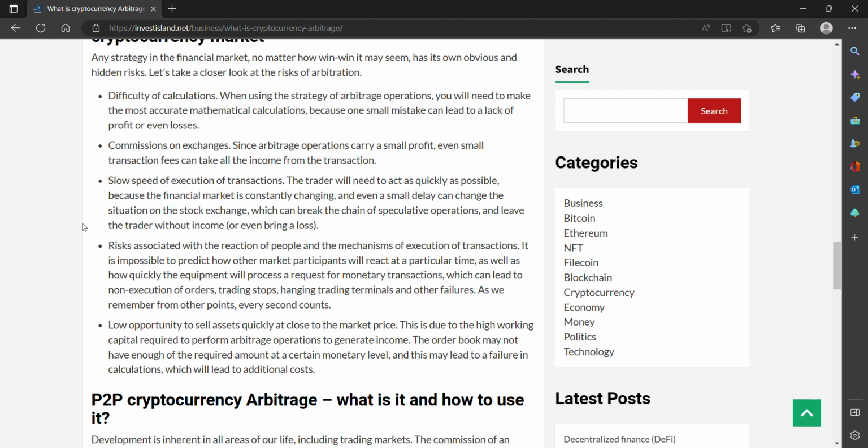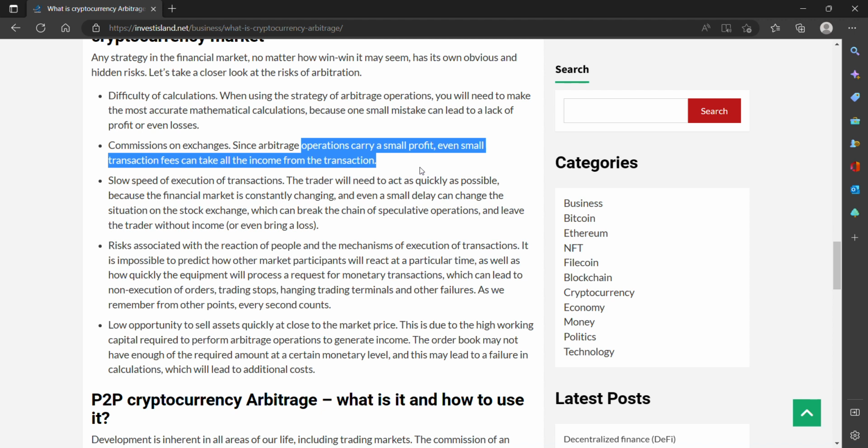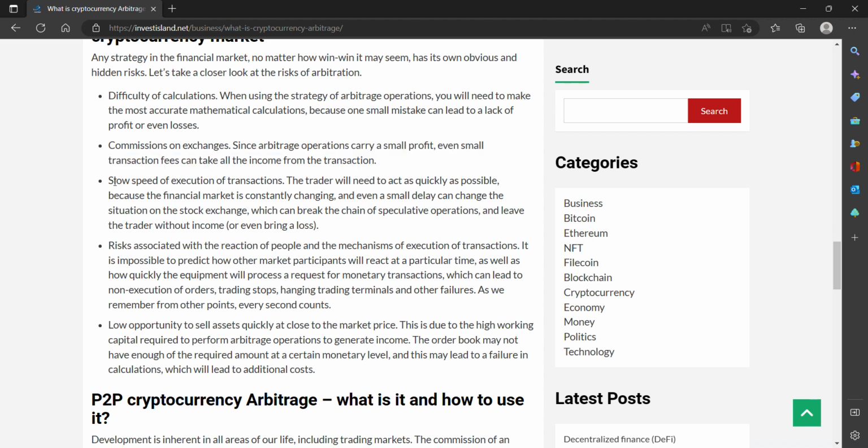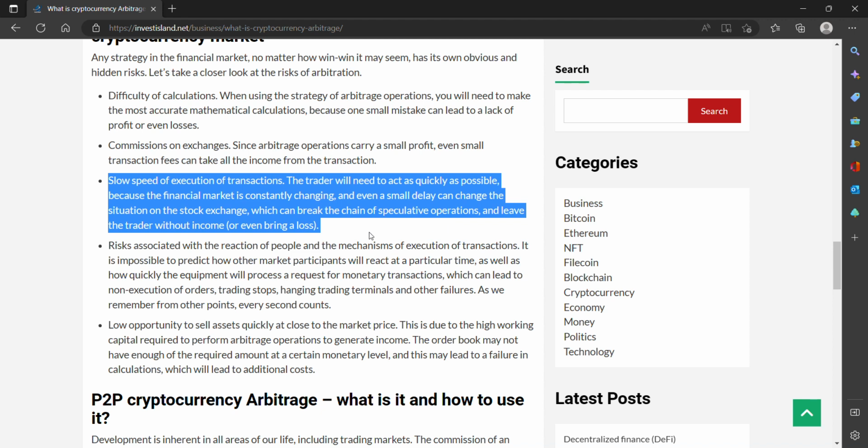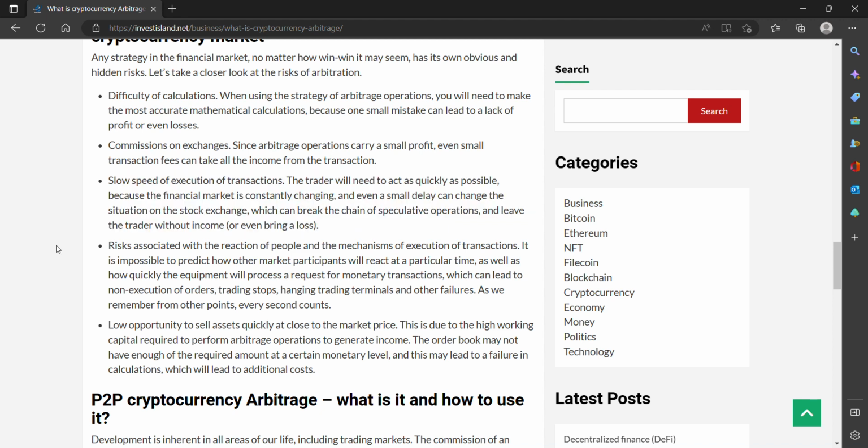Commissions on exchanges. Since arbitrage operations carry a small profit, even small transaction fees can take all the income from the transaction. Slow speed of execution of transactions. The trader will need to act as quickly as possible, because the financial market is constantly changing, and even a small delay can change the situation on the stock exchange, which can break the chain of speculative operations, and leave the trader without income, or even bring a loss.